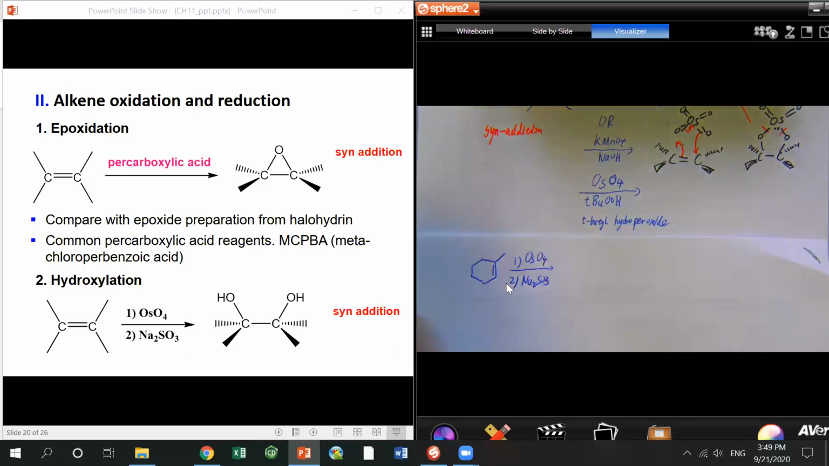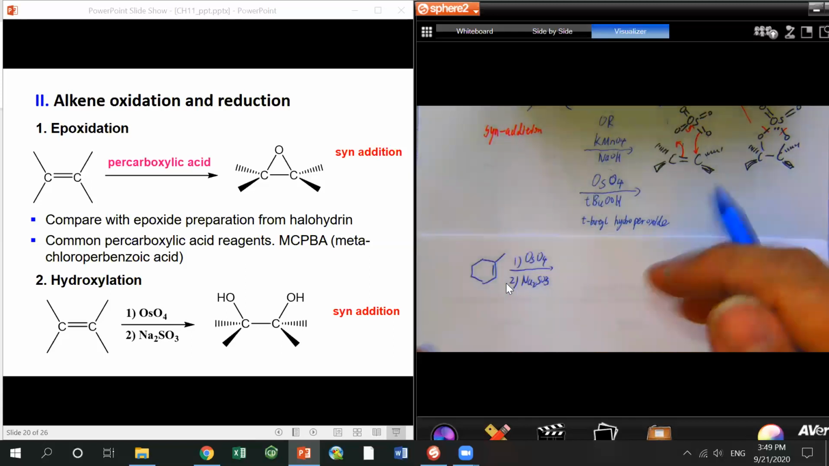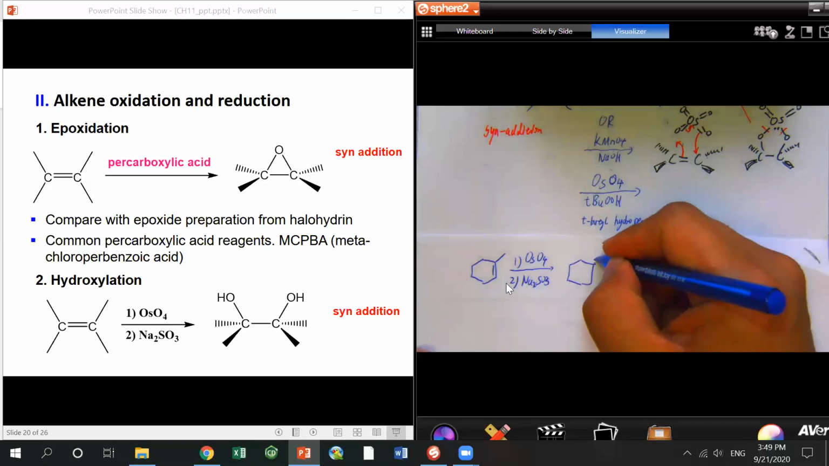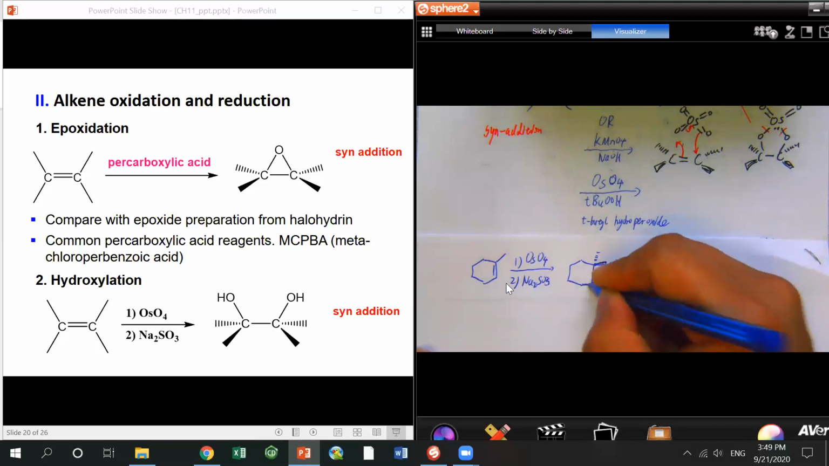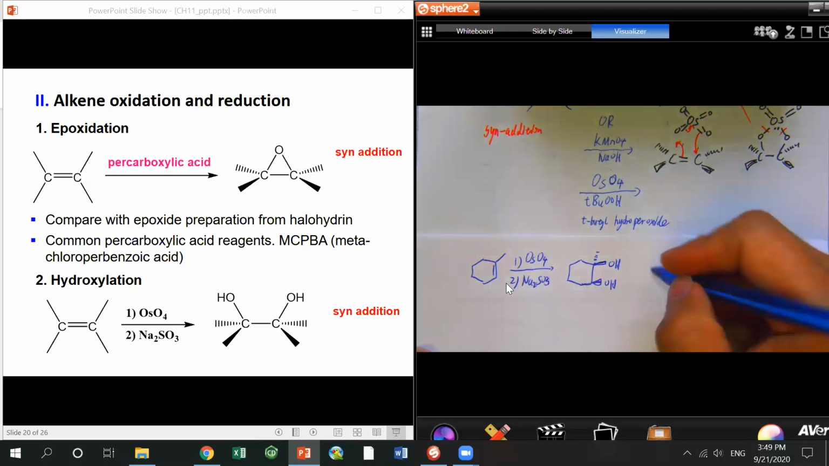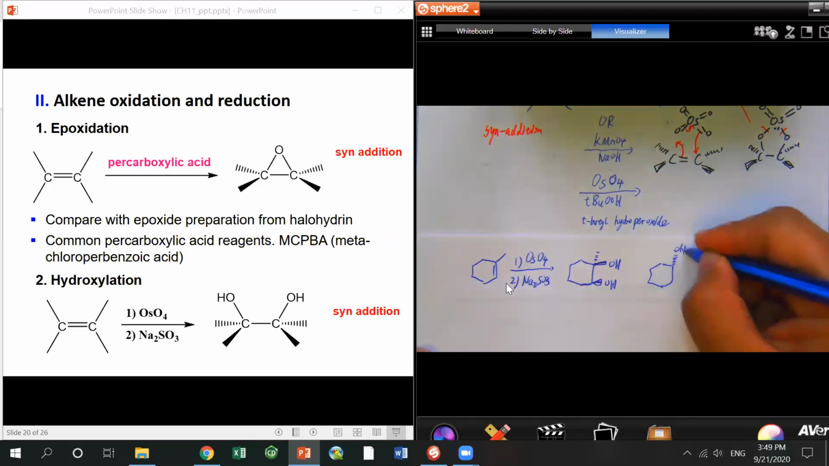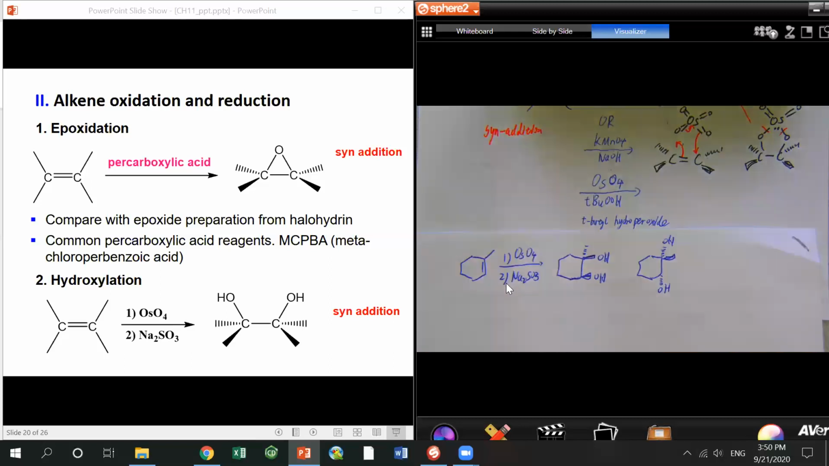Make sure you see osmium. Osmium means diol, a 2-alcohol. Once the reaction is done, it's a syn addition. For this reaction, we also get a pair of enantiomers. One has two OH added from the top, and another one has two OH added from the bottom. So that's a pair of enantiomers.